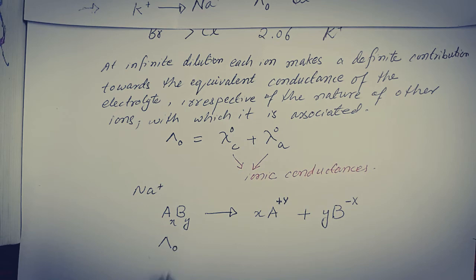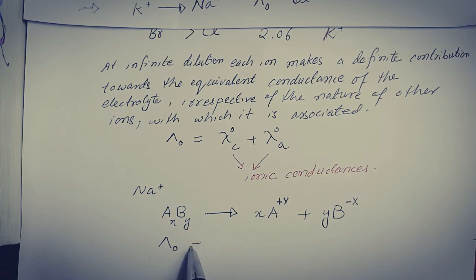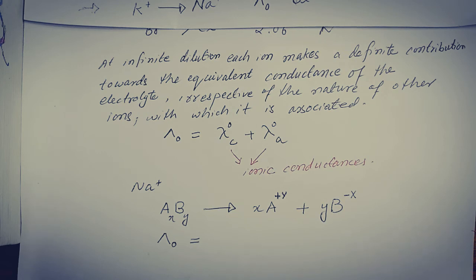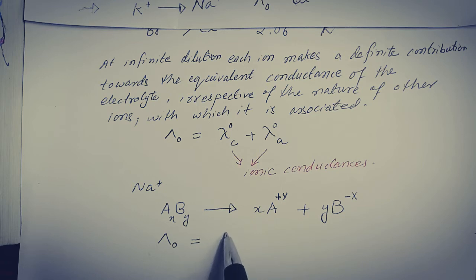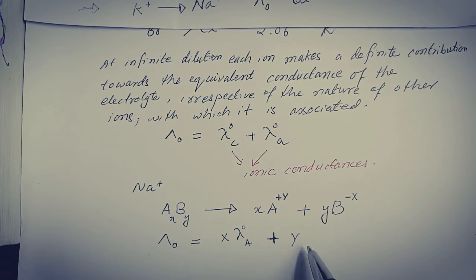The total equivalent conductance of the solution at infinite dilution is equal to the stoichiometric factor into the equivalent conductance or the ionic conductance produced by the species A, into, so we have to add the contribution of the other species, that is the anionic species, where y is the stoichiometric coefficient, and we have the anionic conductance.